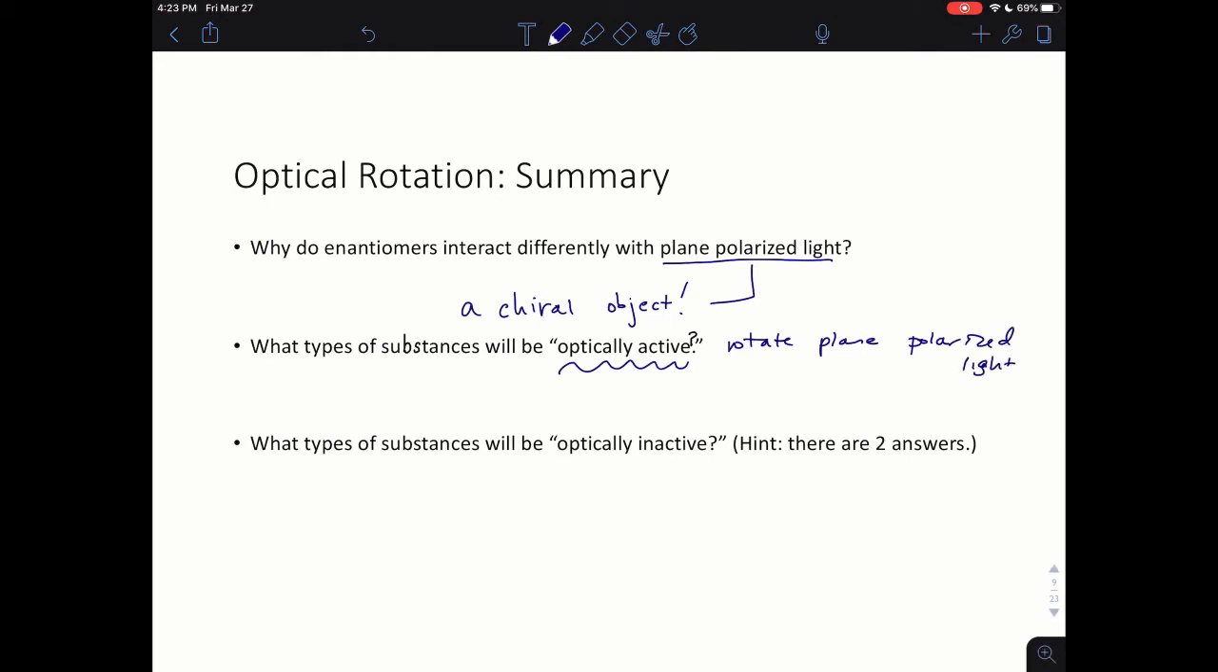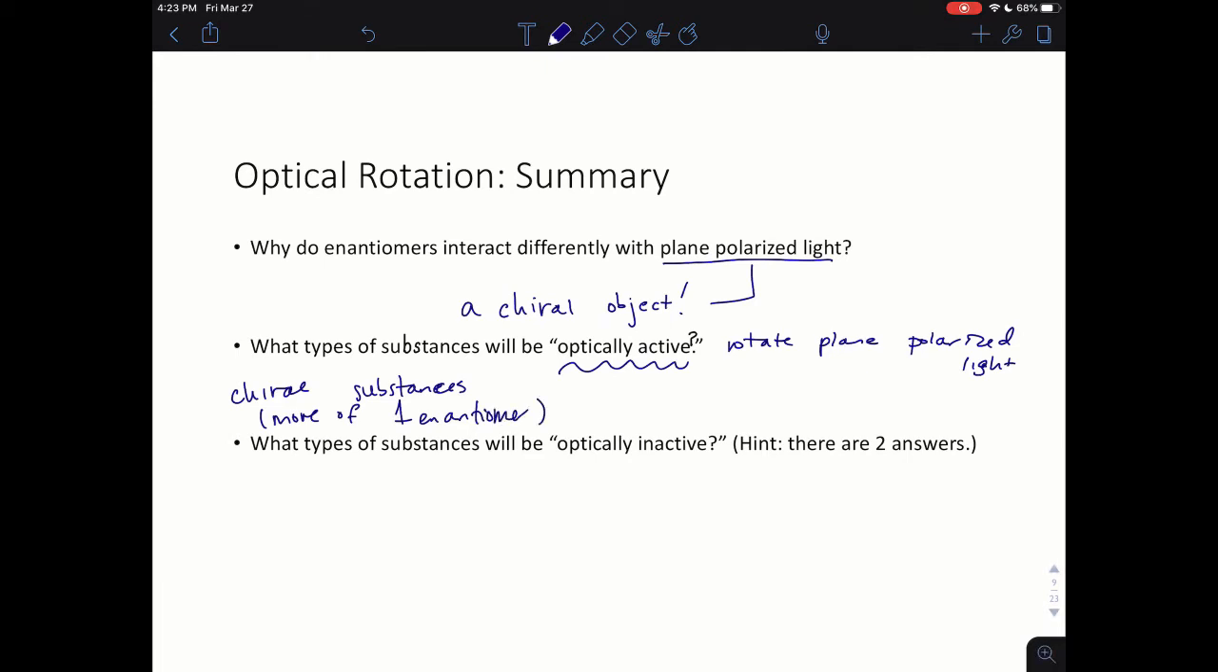Well, chiral substances where you have more than one enantiomer, more of one enantiomer than the other. Otherwise, they cancel each other out, right?